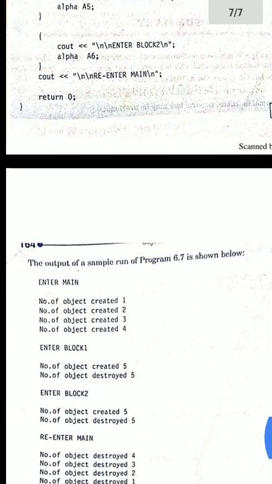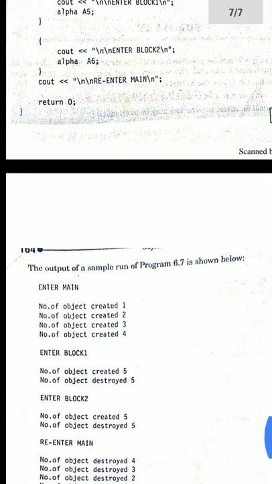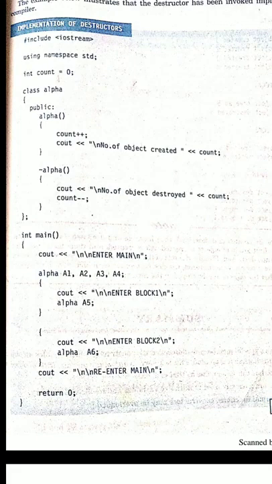Just see the output. First, cout enter main will be displayed. After that, number of objects created 1, number of objects created 2, number of objects created 3, number of objects created 4. Now alpha a1, a2, a3, a4: a1 gives number of objects created 1, a2 gives 2, a3 gives 3, a4 gives 4. So those statements will be displayed. Next, after number of objects created 4, one more statement will be displayed, that is enter block 1.